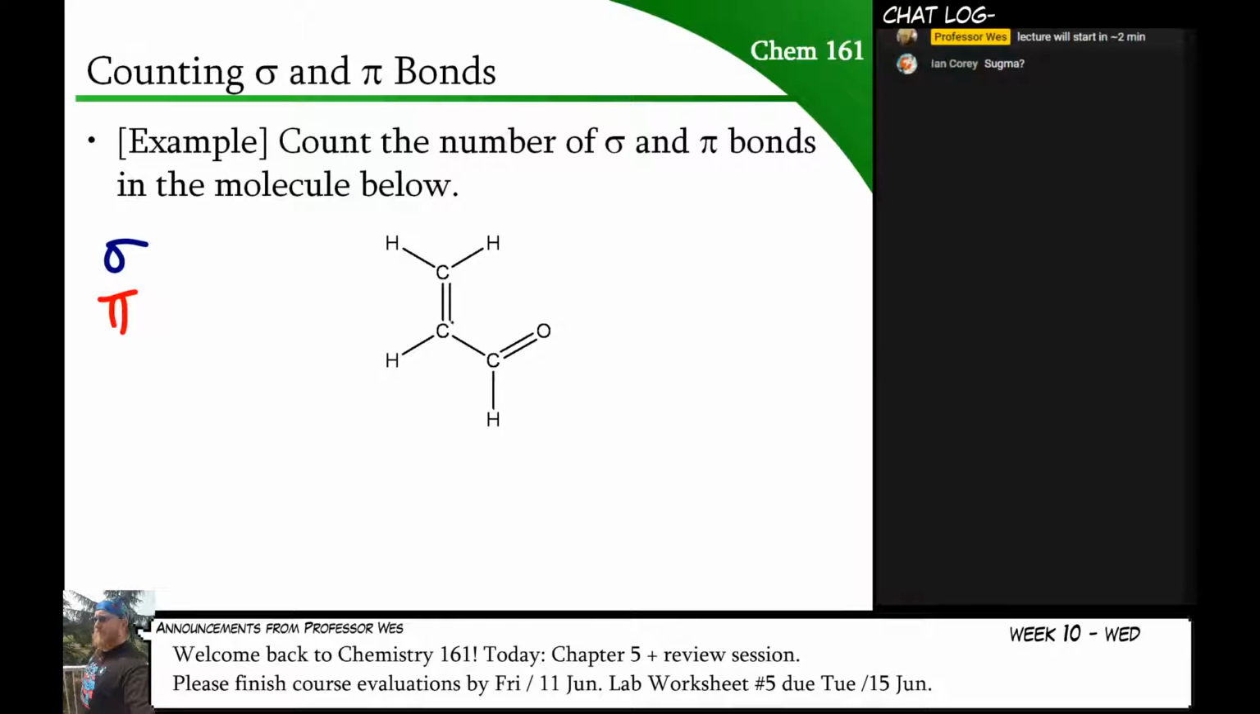So here's what I do. Okay, I'm looking for sigma bonds. So I'm going to do the first bond. 1, 2, 3, 4, 5, 6, 7. So I'm going to indicate that. And then I'm going to change color. And then I'm going to count pi bonds. Pi bonds are all the remaining double and triple bonds. So 1, 2. So this molecule would have 7 sigma bonds and 2 pi bonds.